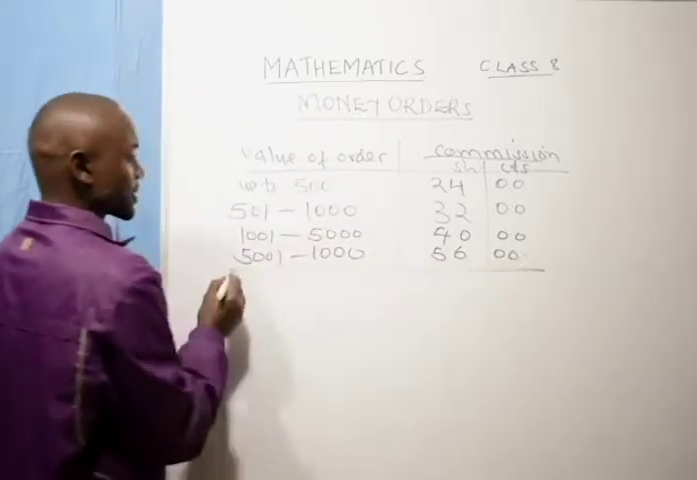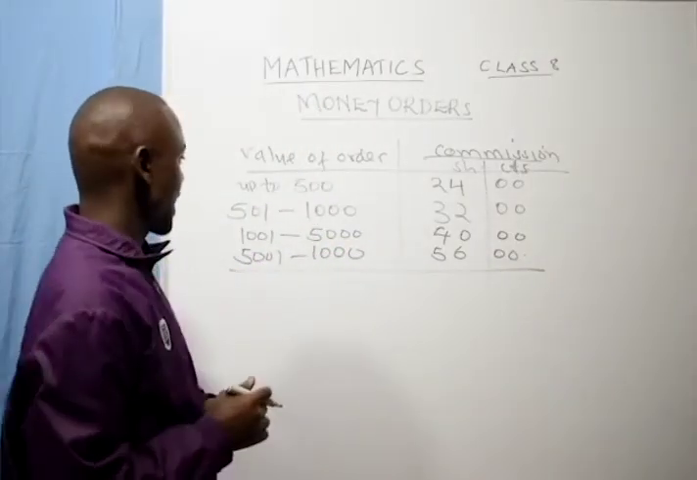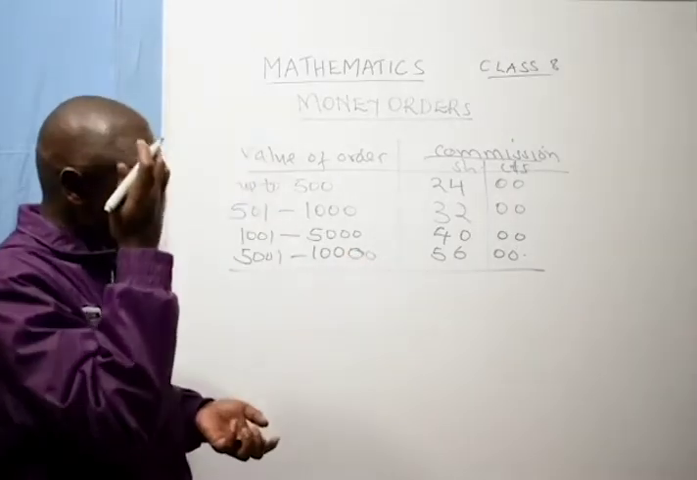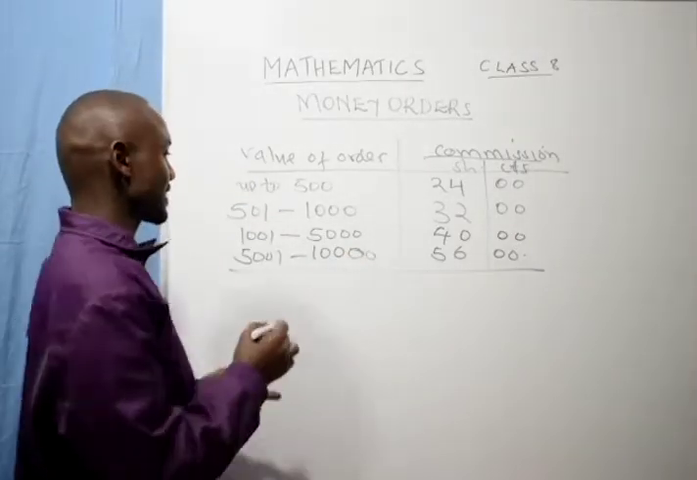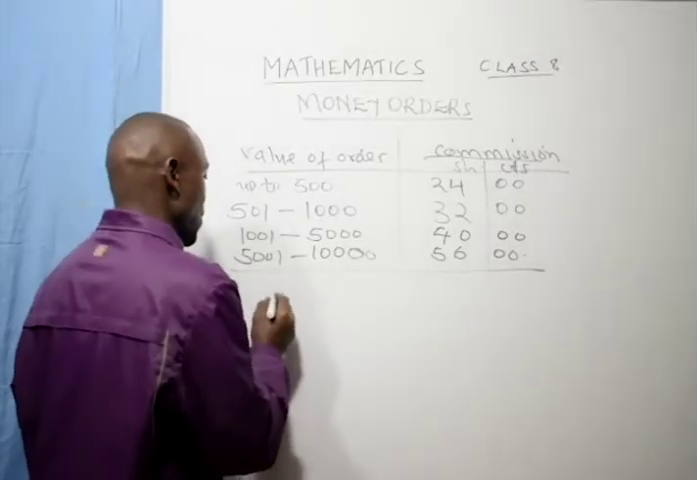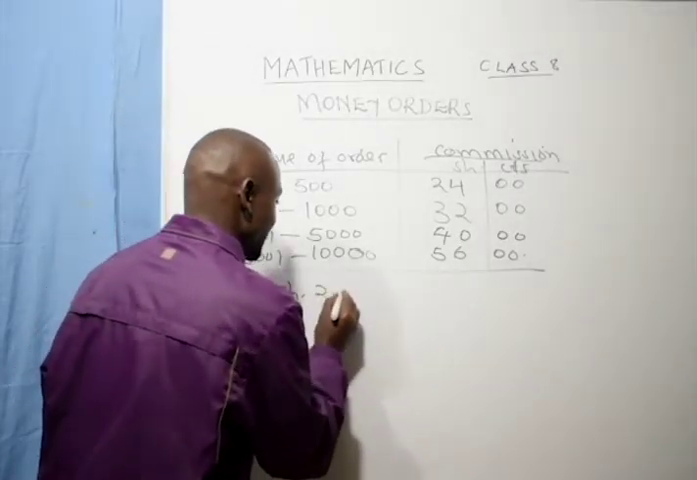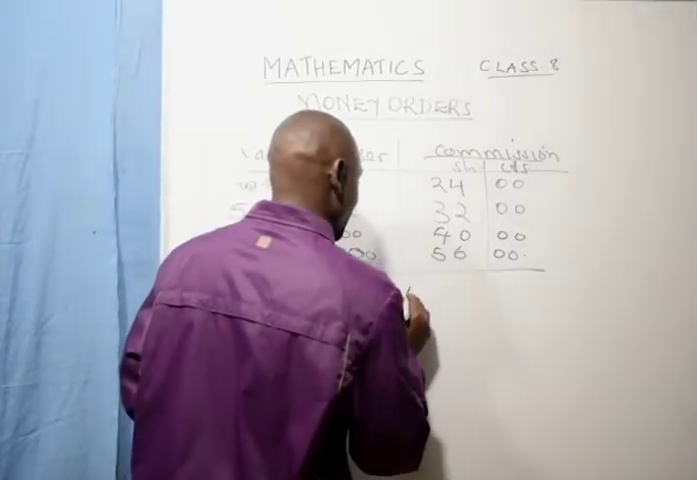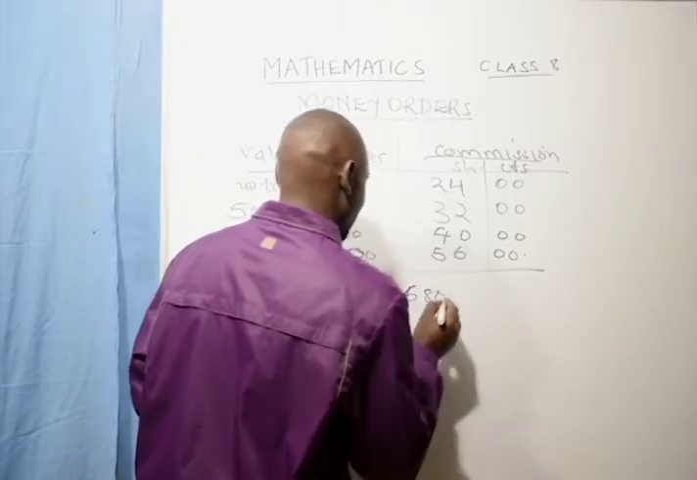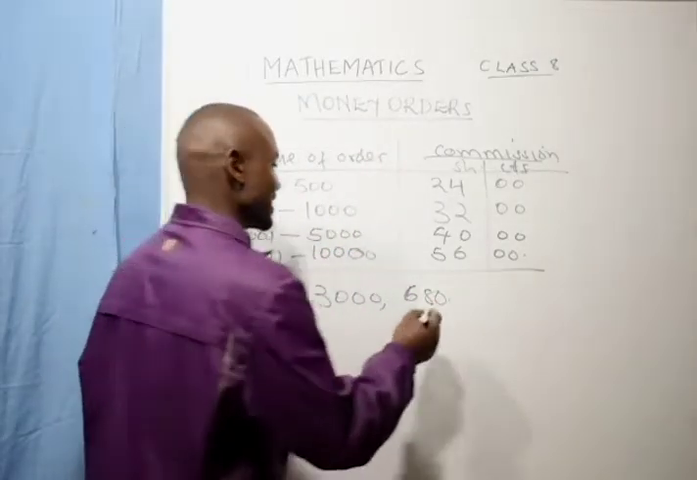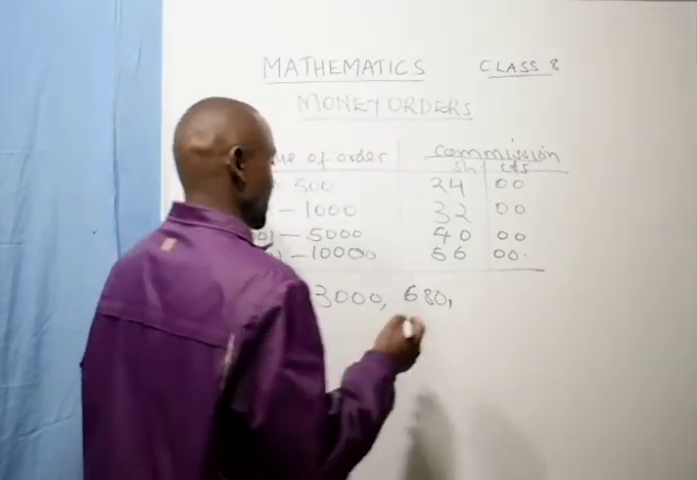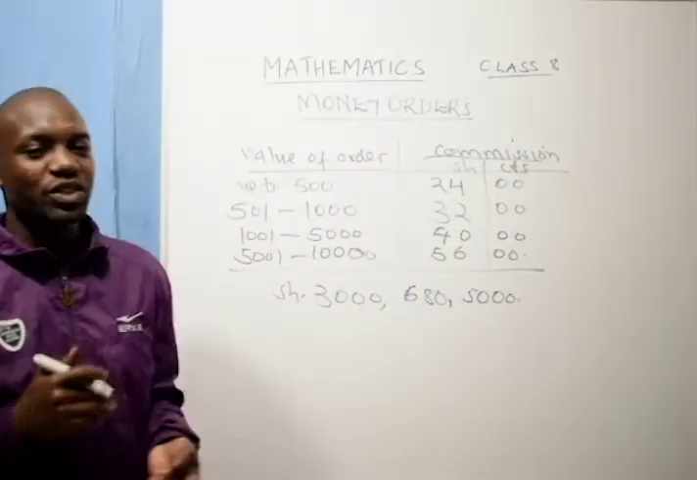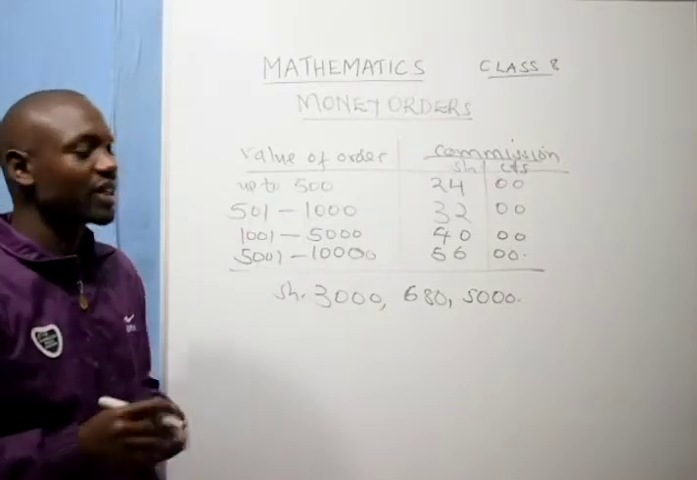Then a question comes up. Somebody sent 3 money orders worth 3,000 shillings, another one costing 680 shillings, and another one 5,000 shillings. The first question: how much commission was this person charged?